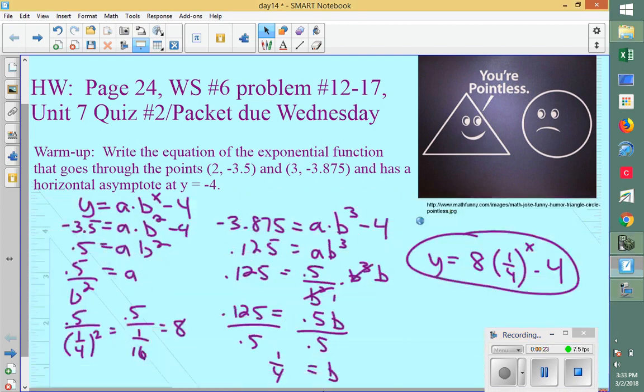So setting the equation y equals a times b to the x minus 4, putting negative 4 in for the asymptote, then substituting x and y in to form two equations, adding 4 to each side to get two equations that have both an a and a b. Solved this equation for a, substituted that a value back into the other equation for a, simplified and got that b is 1/4, then substituted 1/4 back into the equation that was solved for a to get the a value, which is 8. Final answer, y equals 8 times 1/4 to the x minus 4.